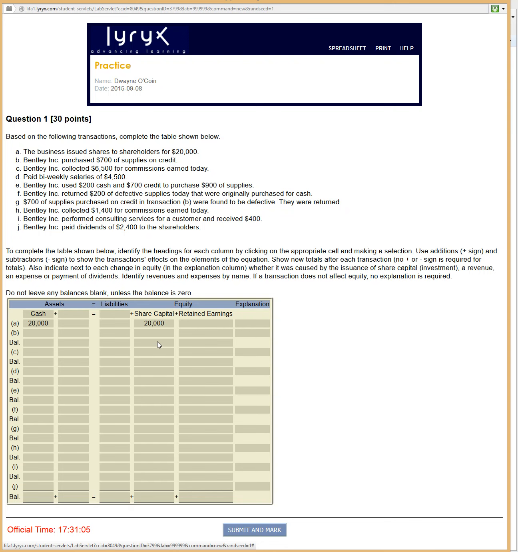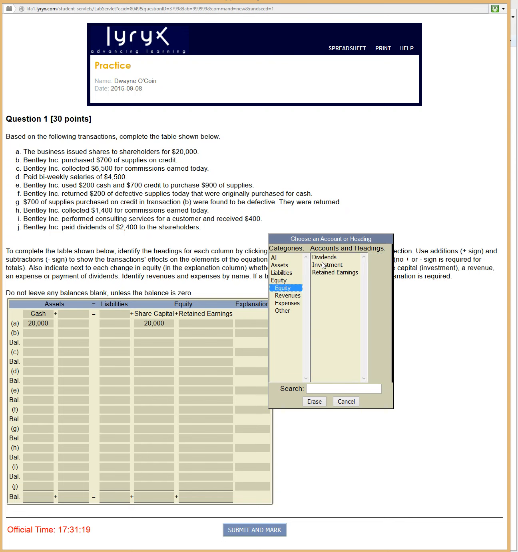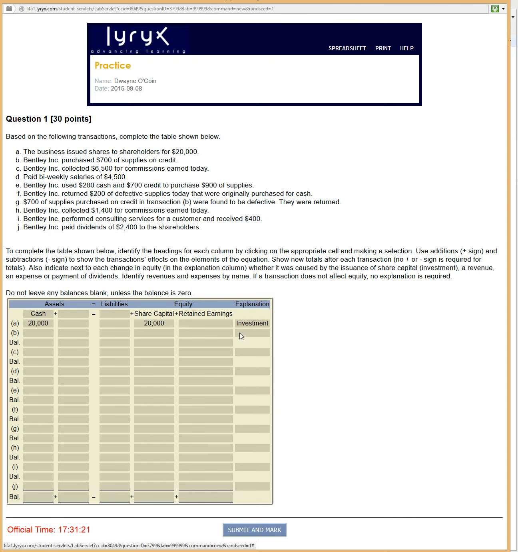Now we've got some information here. Both of those are increased by 20,000, and it says that if equity is affected, and it is because we've got share capital here, we need to put in an explanation. So we go to equity, and there we go, investment, and that takes care of the first transaction.